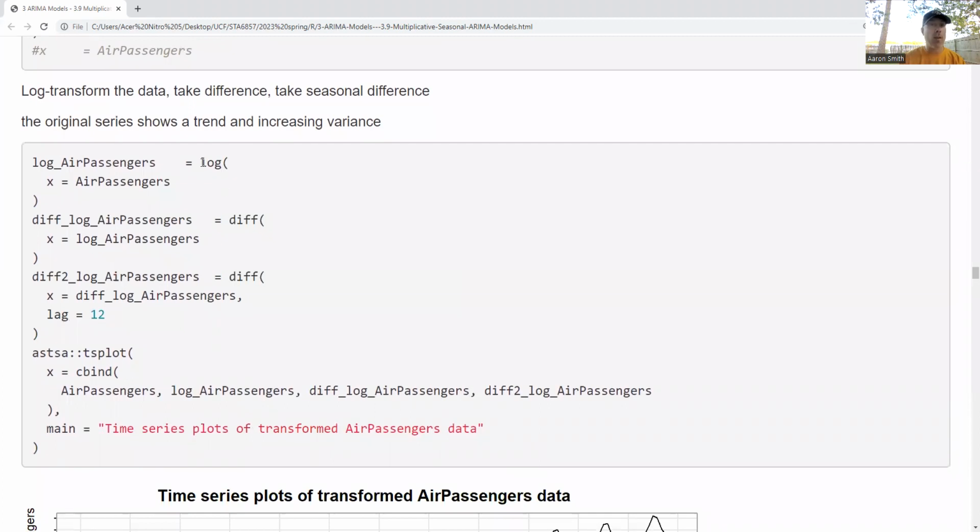And so here I'm doing that log transform. I'm taking the difference of the log transform, and now I'm taking the seasonal difference. Notice I've got a lag of 12. That's important. And then I'm plotting everything that I just showed you.